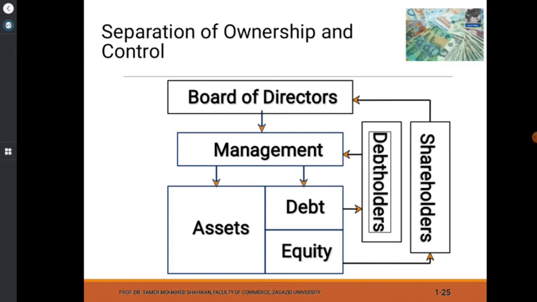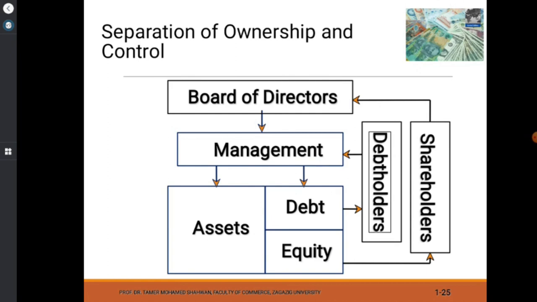agency problem. It's called an agency problem in agency theory, and it arises in corporations because of the separation of ownership and control. Sometimes it's called the principal-agent problem. Principal refers to owners, agent refers to managers. Because of the separation of ownership and control, you could find this type of problem, which is the agency problem.